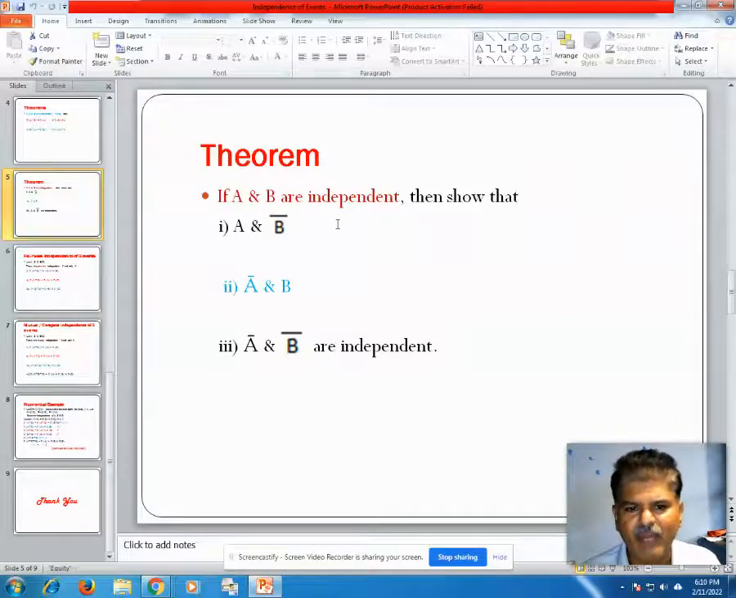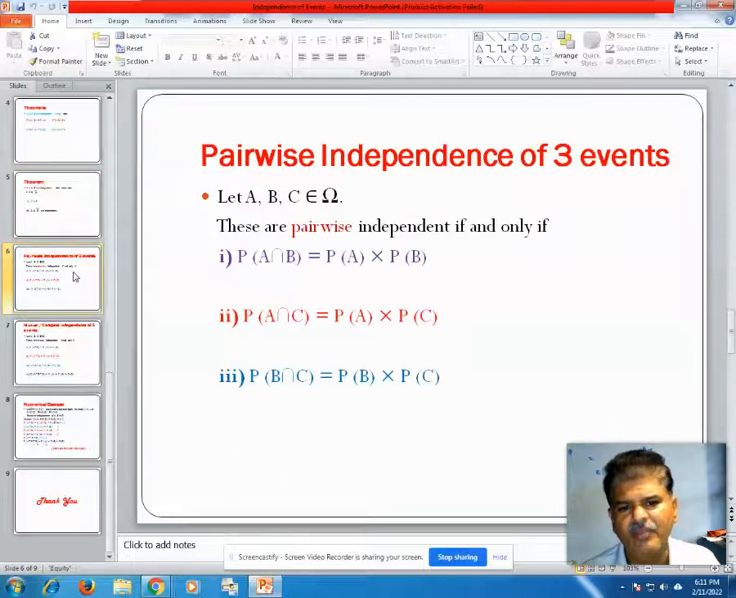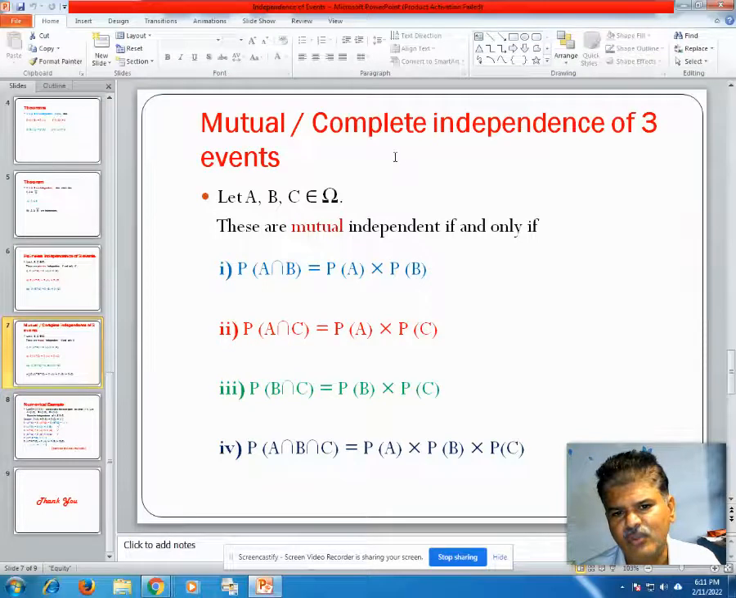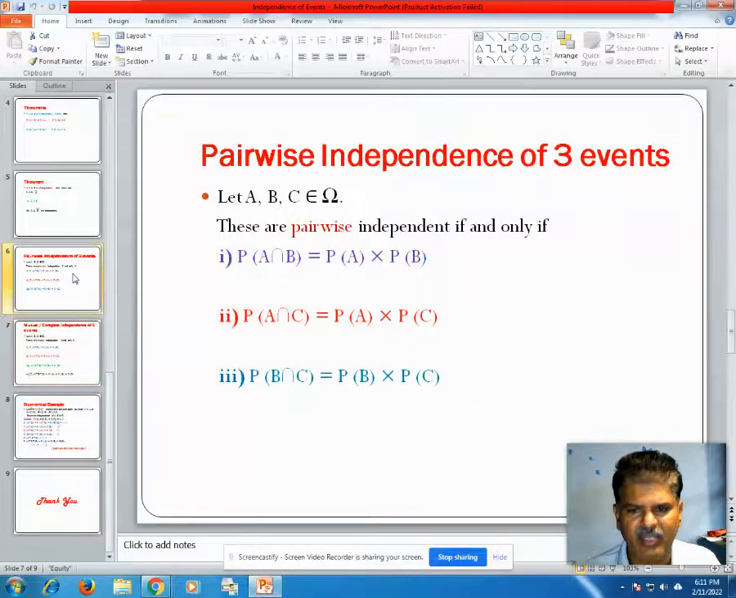So we can prove this by using the theorem on independence, that is, if A and B are independent, we can write this as P of A intersection B equal to P of A into P of B. Now there are two more concepts in this independence. One is pairwise independence of three events, and the other one is mutual or complete independence of three events. In some references, it is known as mutual independence. In some other references, it is also called complete independence.